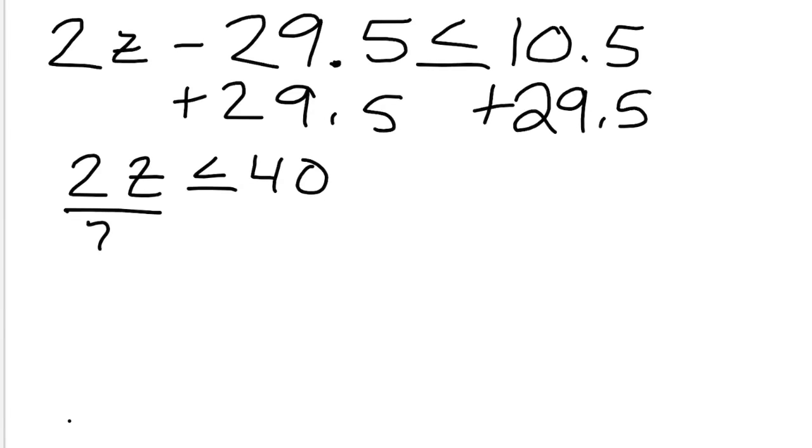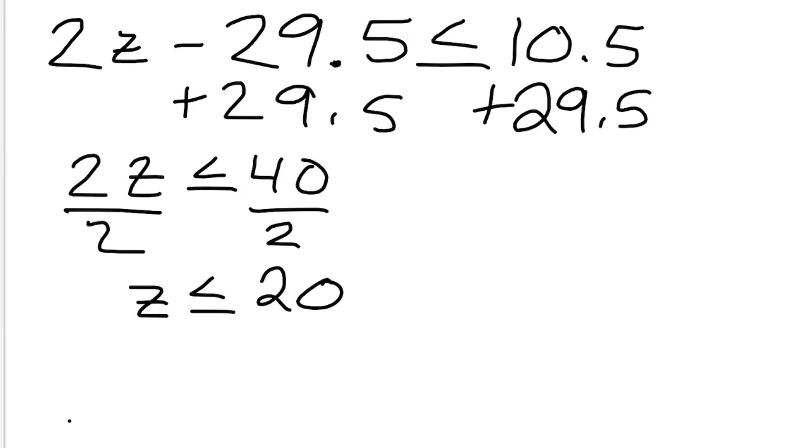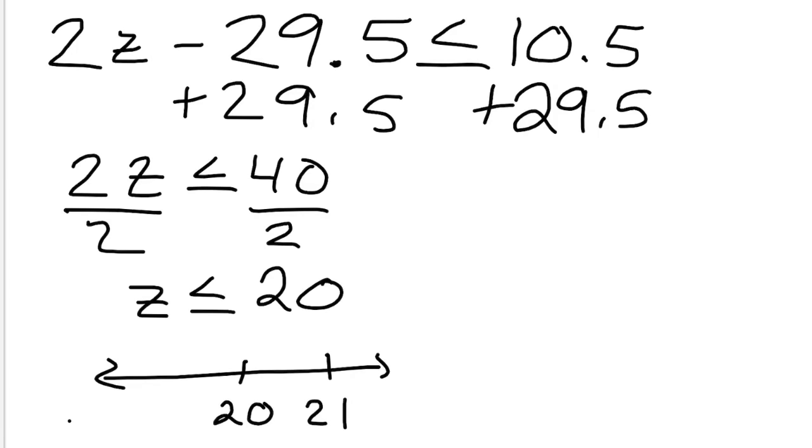Then we're dividing by 2, so z is less than or equal to 20. Graphing that, we've got 20, 21, 19. We've got a closed circle on 20, and z is less than, so our arrow goes to the left. Let's try another one.